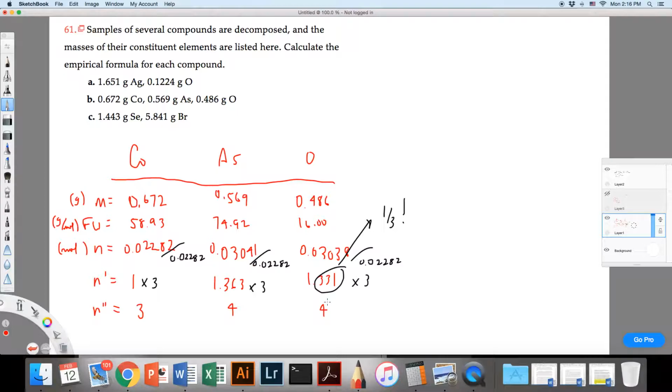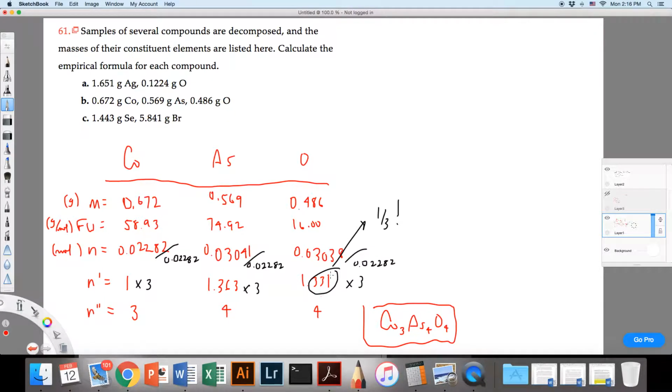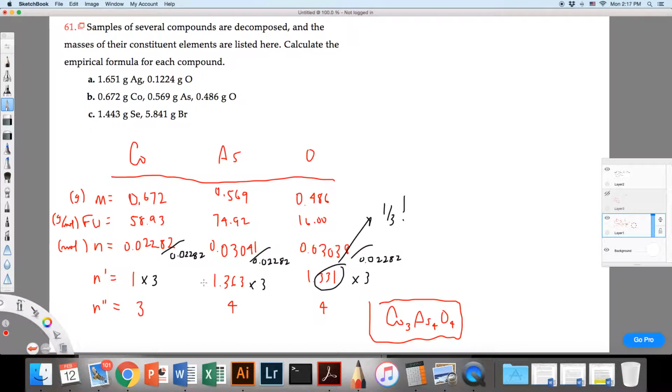Times 3 is equal to 3.994. Sorry, 1.363 times 3 is equal to 4.089. Yeah, that's easy. Okay. So it turns out, indeed, it comes out to cobalt 3, arsenic 4, oxygen 4. And this is the empirical formula for cobalt arsenate. Okay, let's do the last one now.